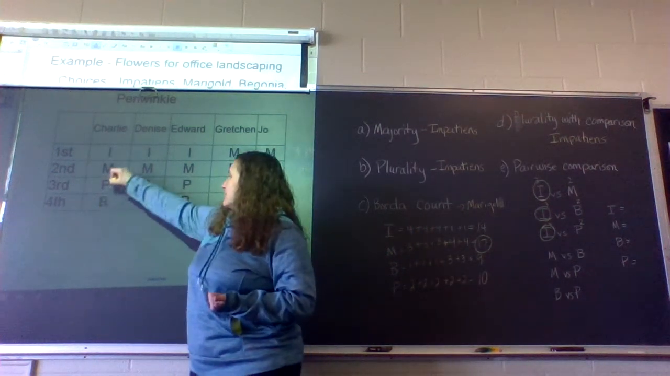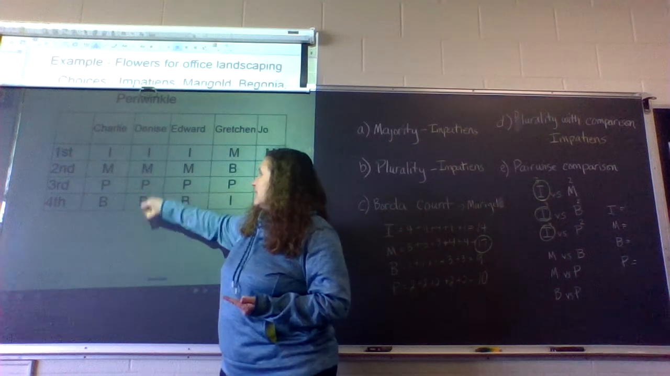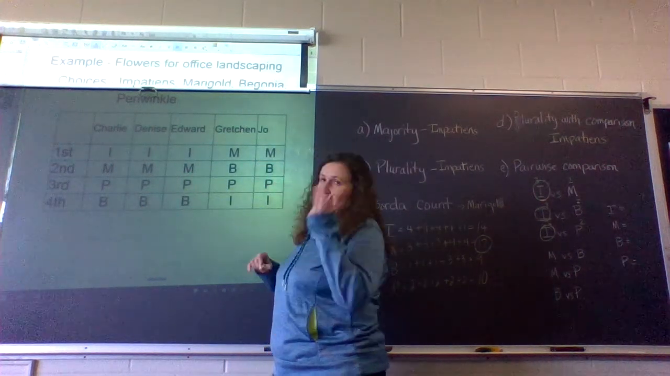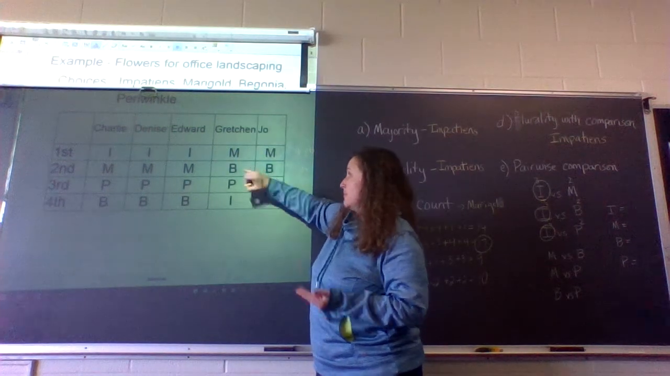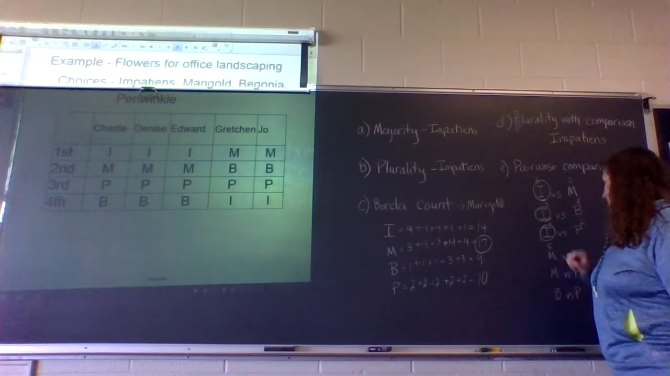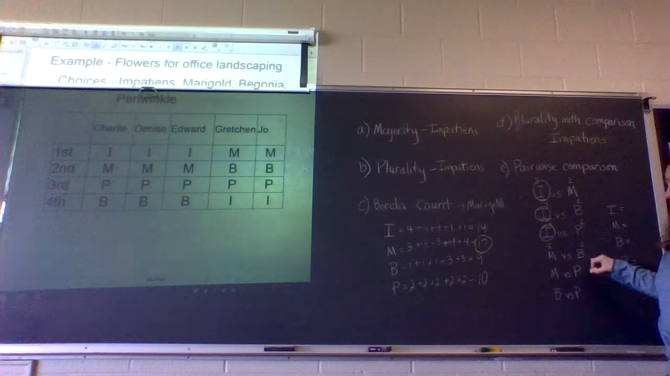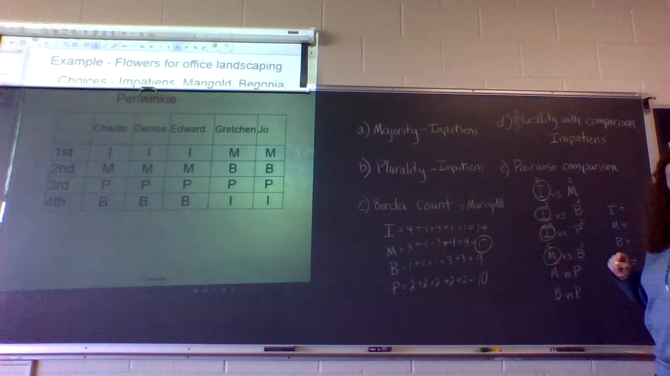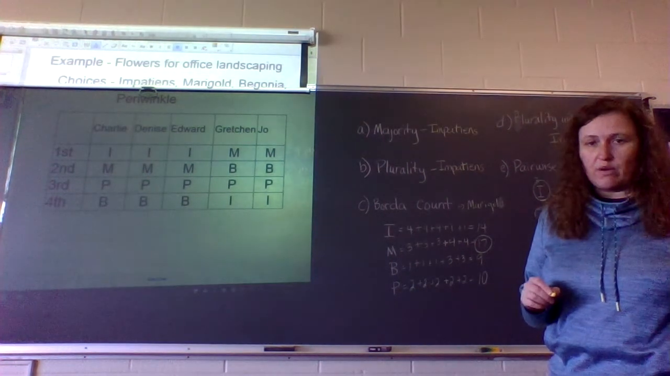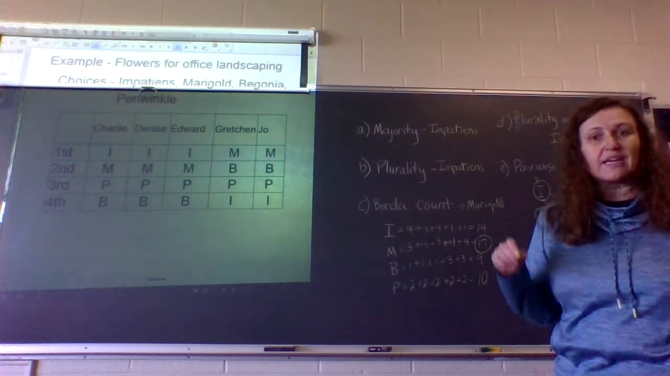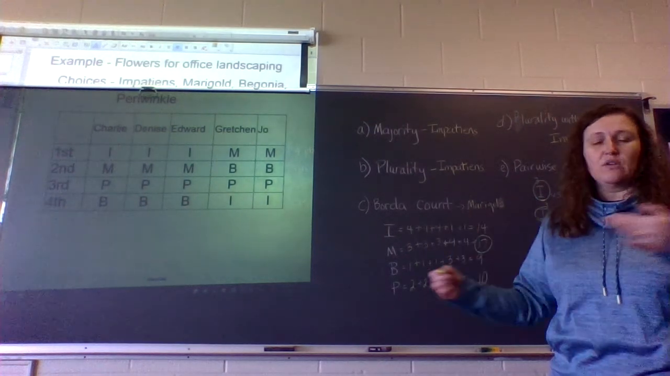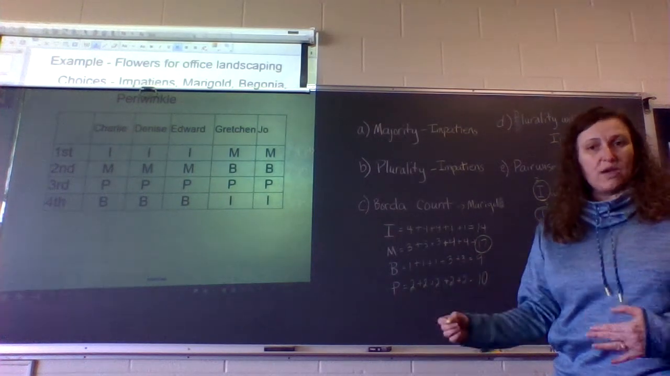So M, yes, is beating B. 2, Denise, yep, M over B. Edward, yes, M is above B. That's 3. Gretchen, yes, M is above B. And Joe, M is above B. So all 5 of them preferred M over B. So 5-0, M wins. Even though it was a landslide on that one, that's still only worth 1 point. That doesn't give you more points than winning 3-2. If you beat it, it doesn't matter by how much, you get 1 point.